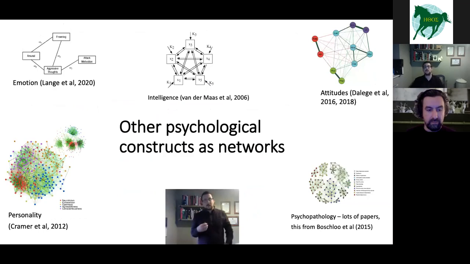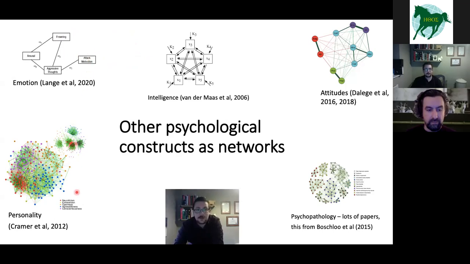So within human psychology, this network approach hasn't only been applied to psychopathology, it's been applied to lots of different psychological constructs. This is just a few examples. We've got attitude networks, intelligence, which is probably where this idea first originated. There's been some recent work on emotion, the interaction between components of emotion, which might be a particularly relevant area and application for animal welfare.